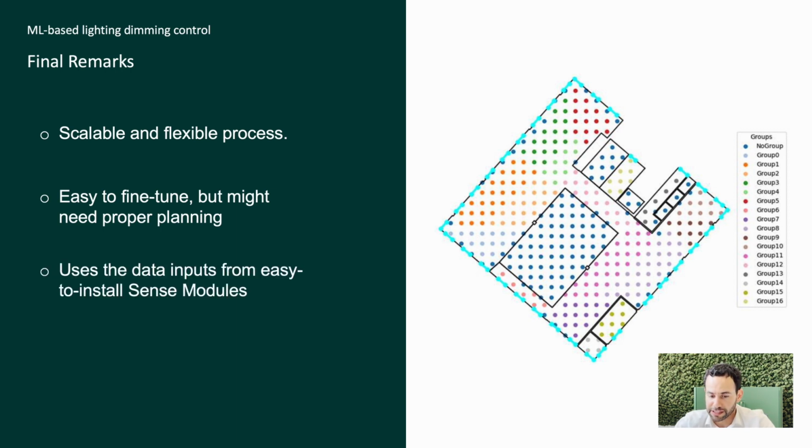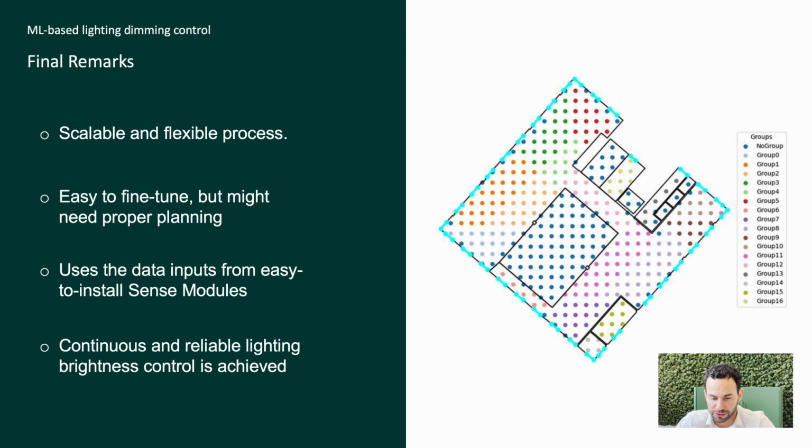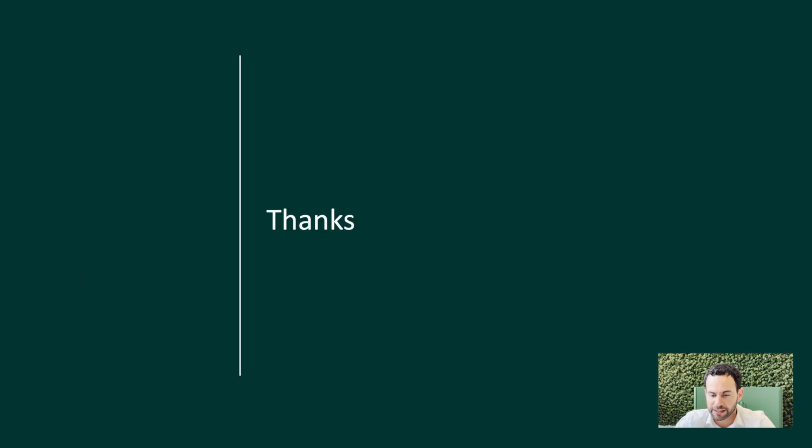It uses data inputs from the easy to install sense modules. Those are wireless sense modules. They can be installed, a few of them per orientation, and then combining with the blind positions from your building, it is possible to have a continuous service for daylighting, which is the solution that we are developing here. Thank you very much.